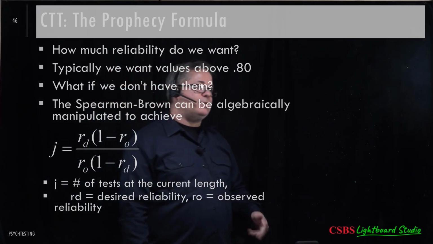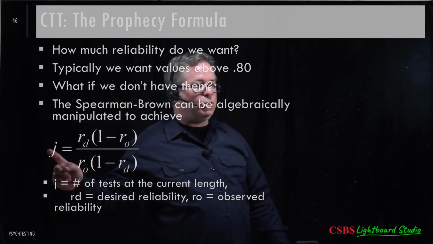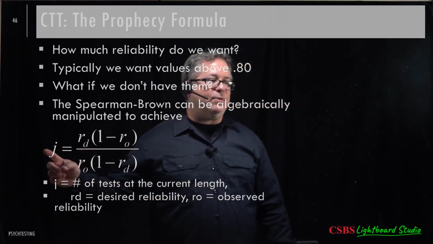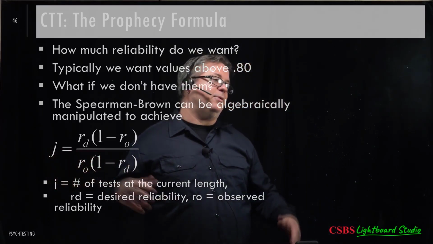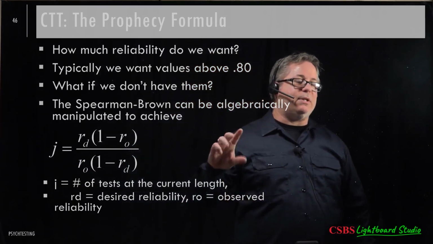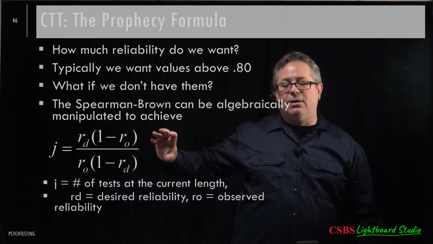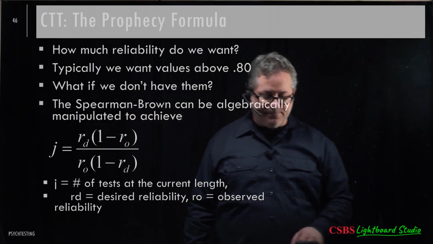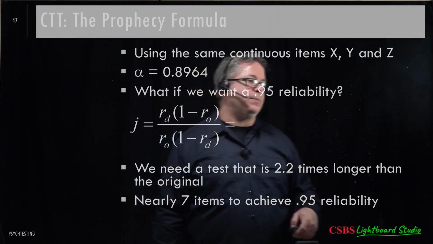Let's say you have 30 items and this comes back as 2. You need to then go to 60 items. If you have 30 items and this comes back as 1.5, you need to go to 45 items, and that'll get you to the level of reliability you need, assuming that the items you add in are just as reliable as the ones that were already there. There are some assumptions there.